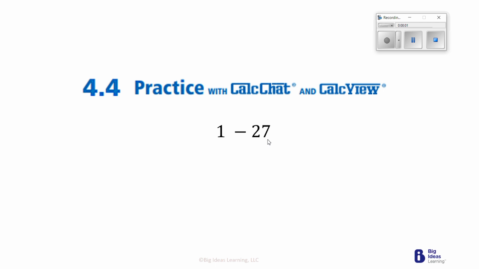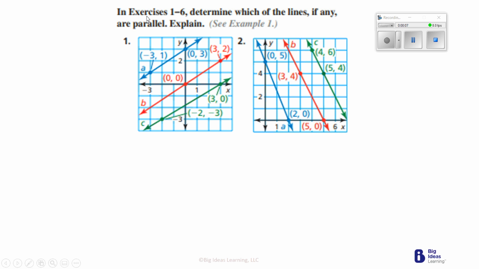Of a class, we have 1 through 27 today on lesson 4.4. Let's knock this out. It says in exercise 1-6, determine which of the lines, if any, are parallel. All right, so we have to see which ones are parallel.